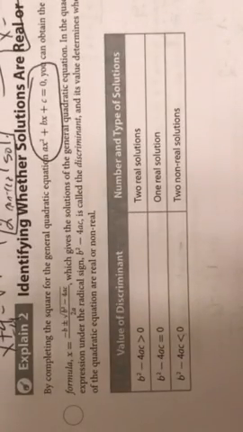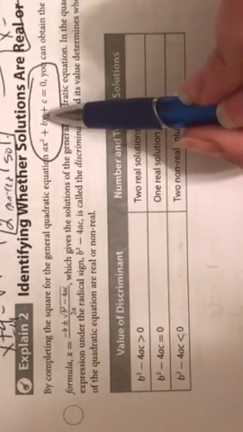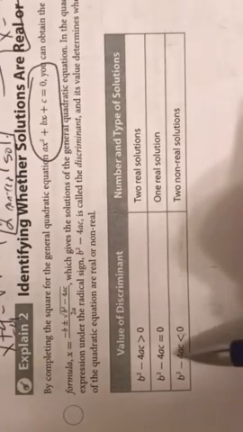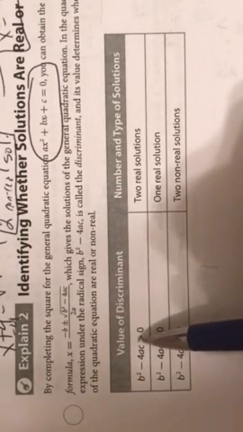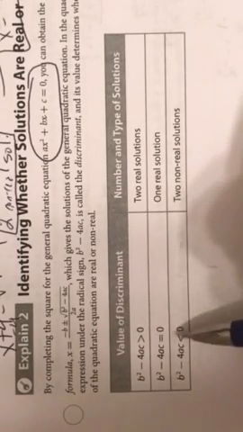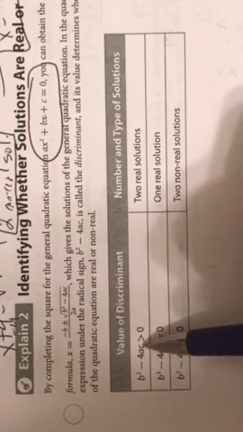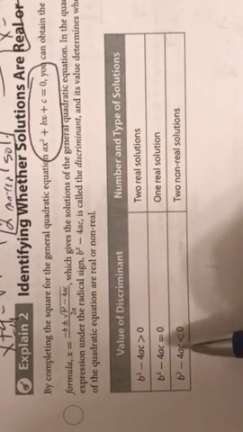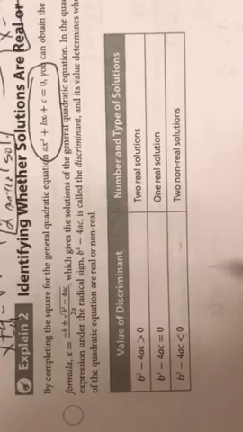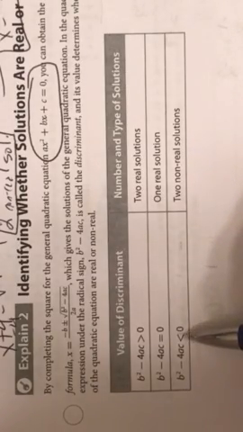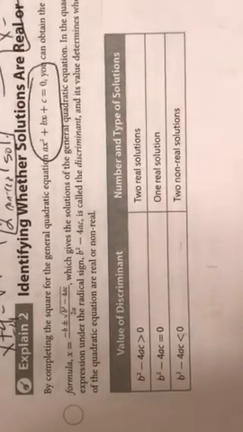We are going to be dealing with our template formula. We want it to look like that, and if we can get it to look like that, we can plug the numbers in and do the test. Is the number positive, 0, or negative? If it's positive, we're going to have 2 real solutions. If it equaled 0, there'll be 1. If it was less than 0, if it's a negative number, it's 2 non-real.